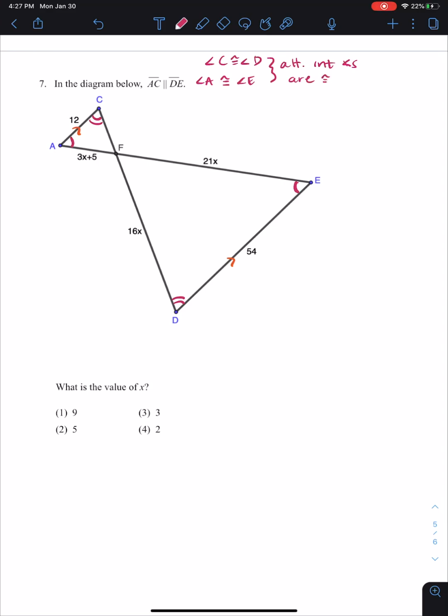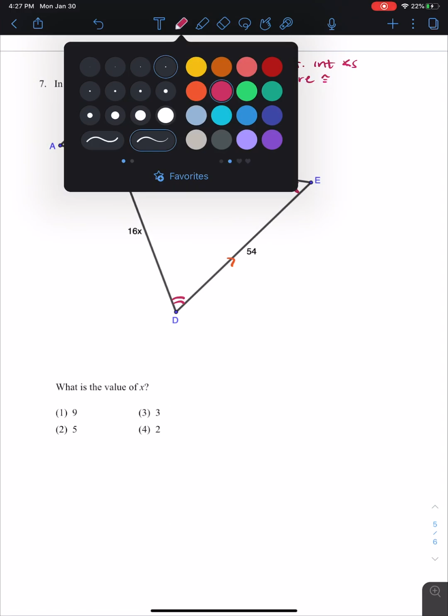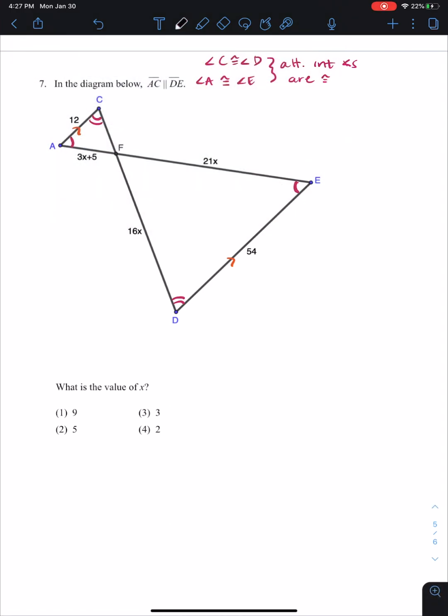So if I wanted to redraw my triangles, that way I could see them in corresponding order, I could do that. I'm going to leave my smaller triangle like this, where we have C, A, F, and we have 12 and 3x plus 5. And I'm going to put my tick marks at A and C.